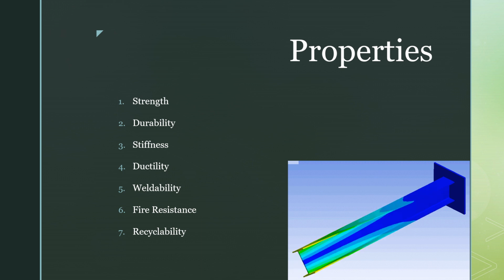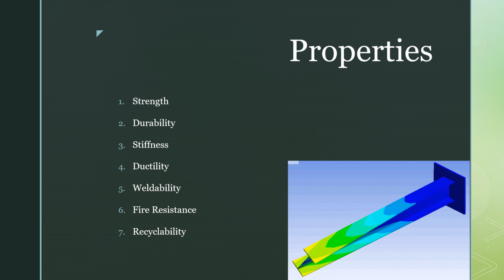Now, the next is durability. Rolled steel sections offer excellent durability and resistance to wear, corrosion, and weathering. This makes them suitable for long-lasting structures that can withstand various environmental conditions. The next is stiffness. Rolled steel sections have a high stiffness to weight ratio, which means they provide strong support and structural stability while minimizing the weight of the structure. This property is crucial in ensuring the overall stability and load-bearing capacity of the construction.